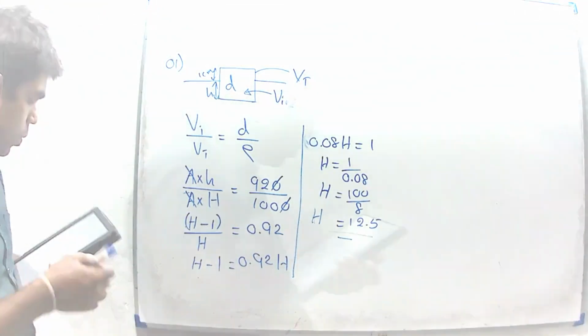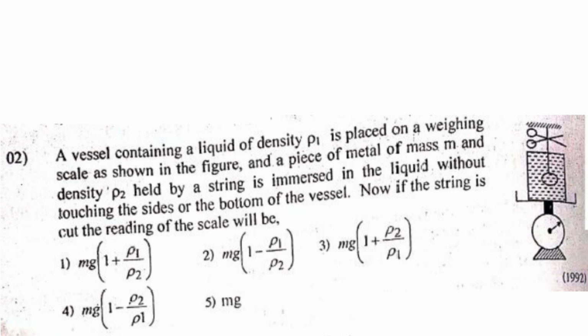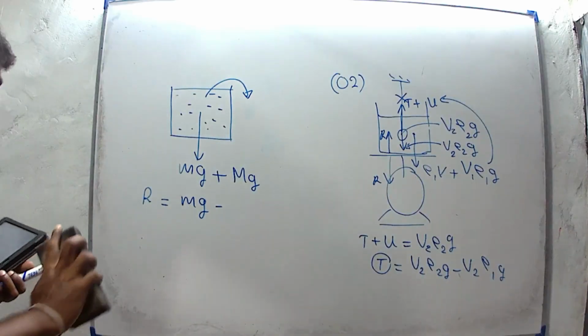Then question number 2. A vessel containing a liquid of density ρ1 is placed on a weighing scale as shown in the figure, and a piece of metal of mass m and density ρ2 held by a string is immersed in the liquid without touching the side or bottom of the vessel. Now if the string is cut, the reading of the scale will be. We have to consider the change of reading.